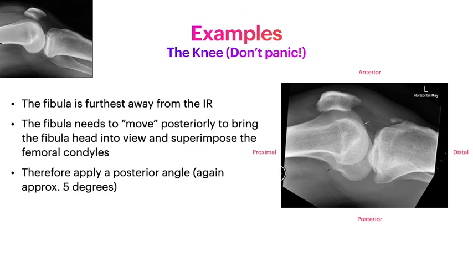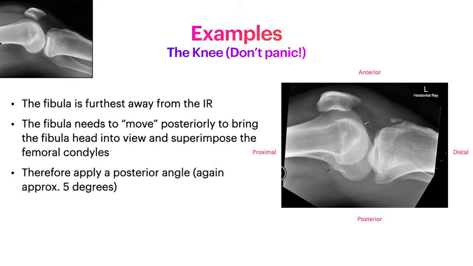Now, next example, the knee. Everybody's favourite. I'm one of these people who either gets it absolutely spot on or completely wrong. There's no in between. But don't panic, we've got this. Let's look at the image. So again, we've got a horizontal beam left knee. And as you can see, the femoral condyles aren't superimposed and the fibula head is hidden quite away behind the tibia.